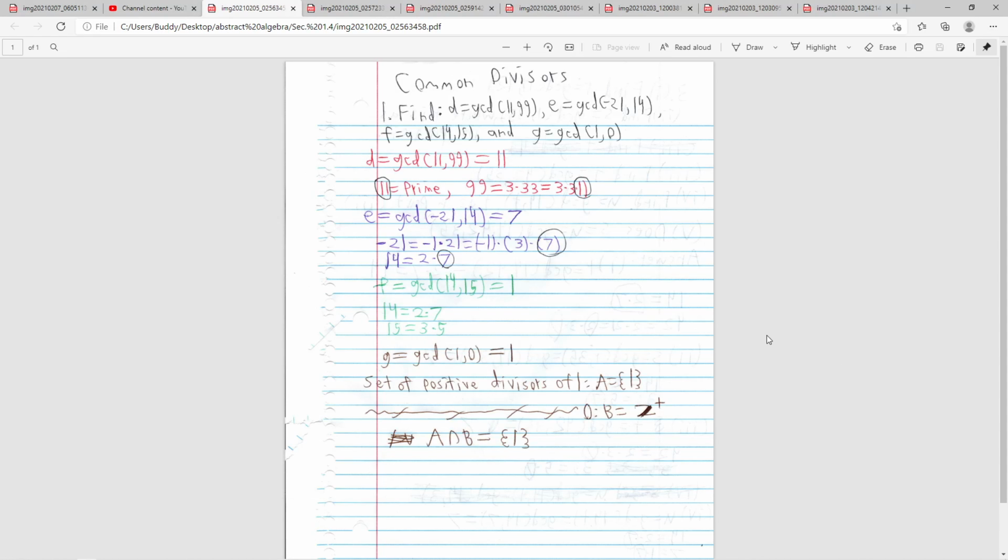Okay, now let's look at common divisors. We want to find D equals GCD of 11 and 99, E equals GCD of negative 21 and 14, F equals GCD of 14 and 15. These GCDs are relatively quickly done. We don't have to use anything extremely complicated to solve these. You could easily just guess sometimes, especially with numbers like 11 and 99. If you know your times tables, you know right away.